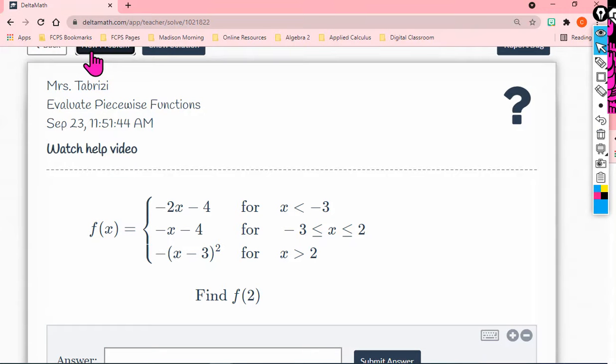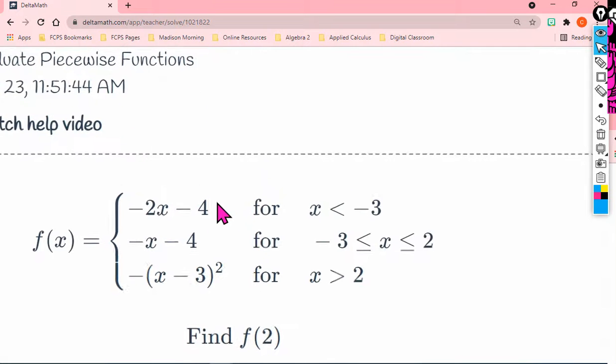Okay. F of 2. I can zoom in a little more.